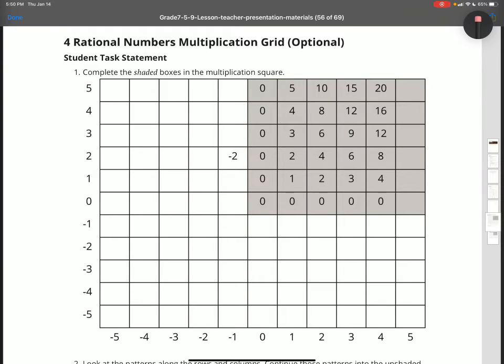All right, guys, let's look at the last student task statement called Rational Numbers Multiplication Grid. Number 1 is telling us to complete the shaded boxes in the multiplication square, which is right here. What I notice is it's going from 0. This should be 0. Then 1, 2, 3, 4, 5, 2, 4, 6, 8, 10, 3, 6, 9, 12, 15. And if you notice the numbers in orange, it's counting by 5. So you could say, okay, 20, and this will be 25.